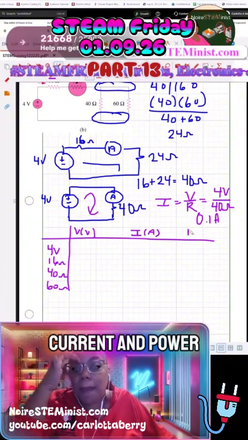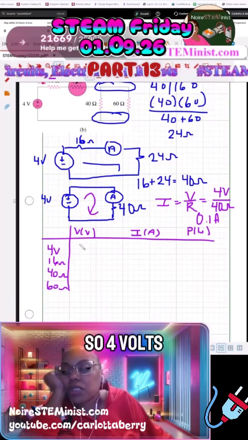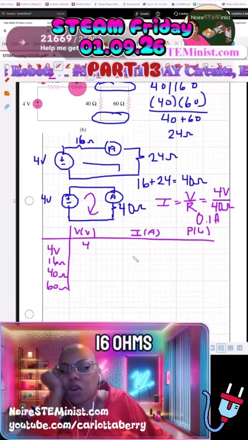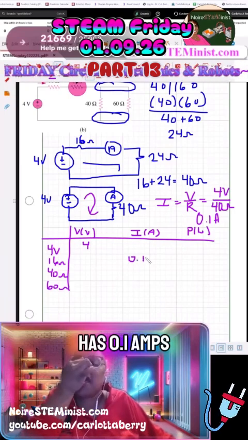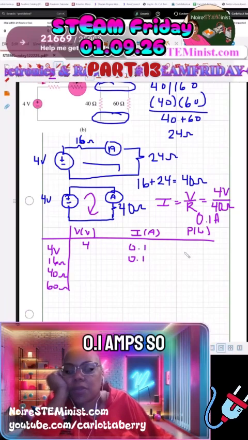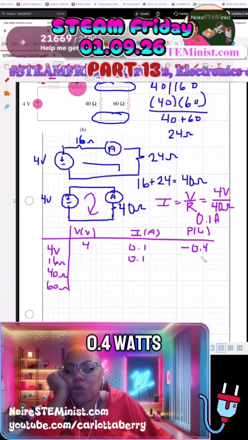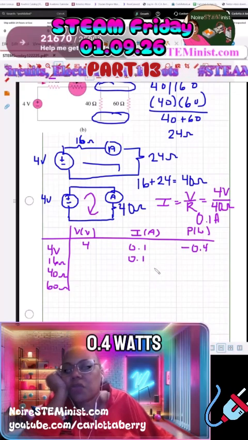Current and power. So 4 volts has 4 volts. 16 ohms has 0.1 amps. 4 volts has 0.1 amps. So the power delivered is negative 0.4 watts.